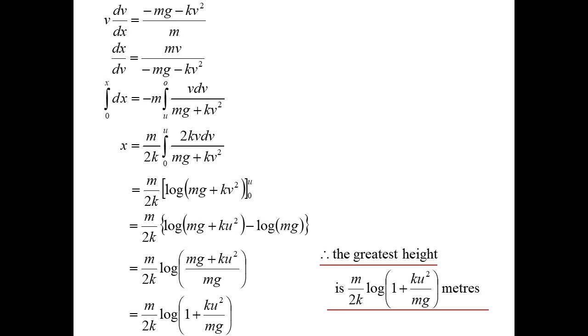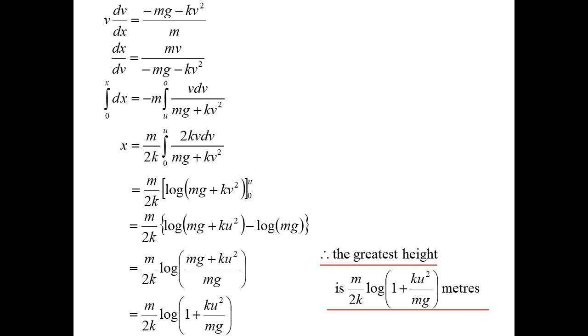So we've found the greatest height. The next part of the problem was the time it takes to get there. Well, rather than playing with this equation, which I could, because remember, dx on dt is velocity, so I could try and make v the subject of this and then play around with that, but no.